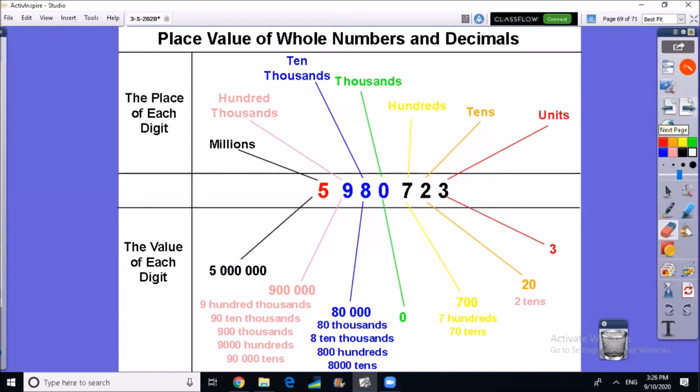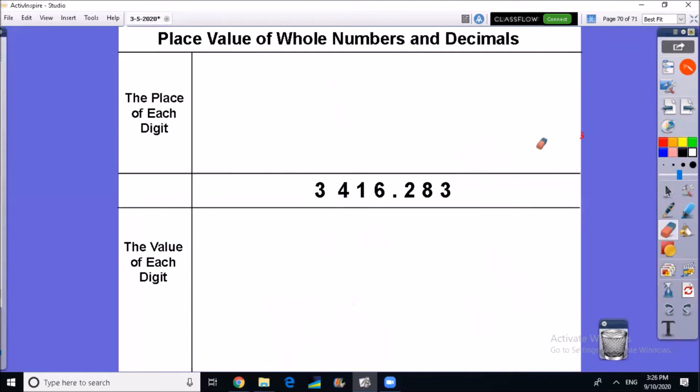Let's add to this the last part, which is the decimals. Here, as we see, there is a number that has a decimal point.